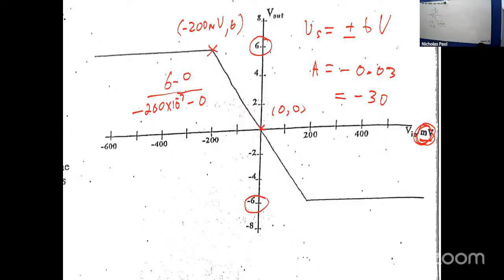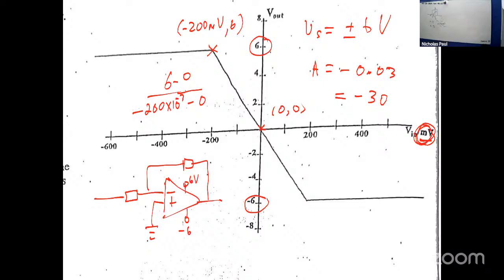So here's the problem now. We had to sketch a circuit. We had to draw a circuit, right? How are we doing that? We know what the symbol is. We know the plus is connected to Earth. We know that the top is 6 volts. No, the bottom is minus 6 volts.